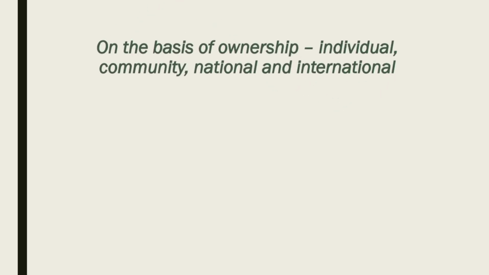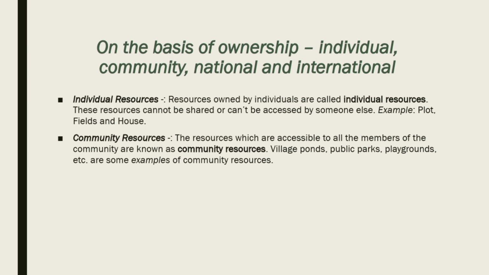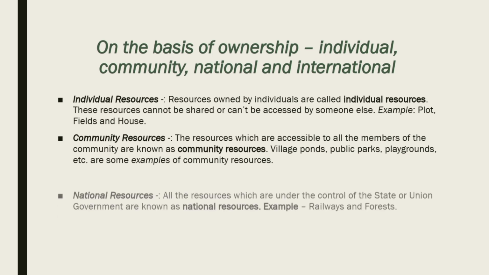On the basis of ownership, they are individual, community, national and international resources. Individual resources are the resources which are owned by individuals. These resources cannot be shared or accessed by someone else. Examples are a plot, field or house. Community resources are those resources which are accessible to all the members of the community. Village ponds, public parks, playgrounds, etc. are some of the examples of community resources.